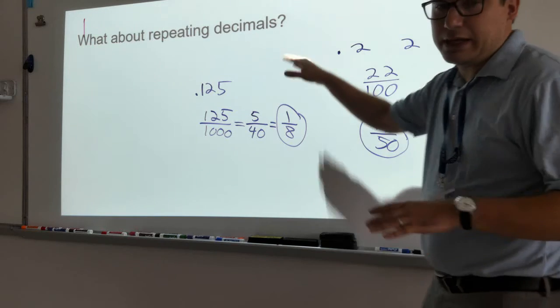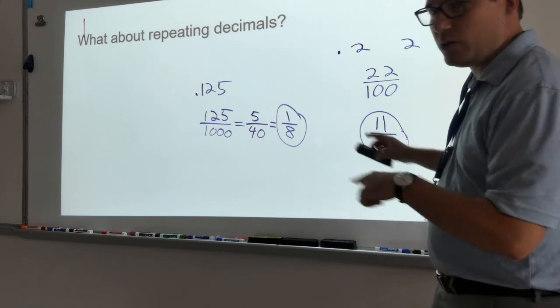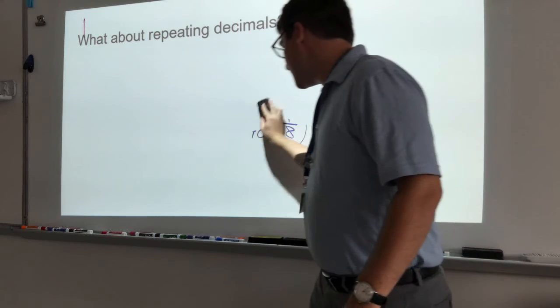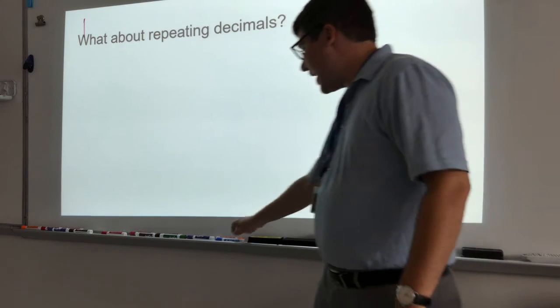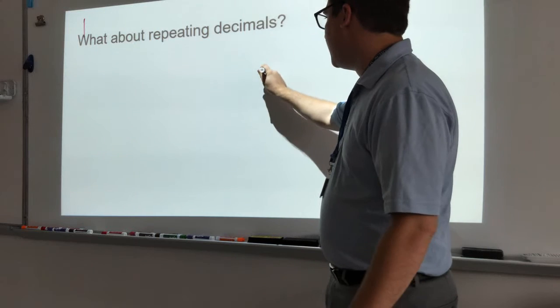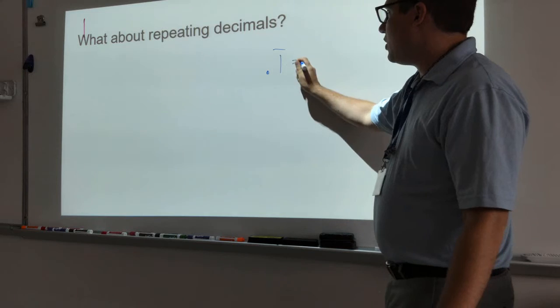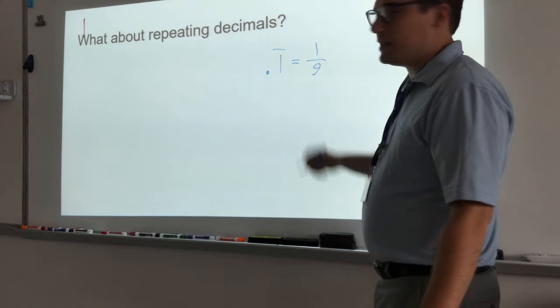But here's my next question. What about repeating decimals? Right? Here we dealt with terminating decimals. What about when we have repeating decimals? Say for instance we had 0.1 repeating. So 1, 1, 1, 1, 1, right? I can just write that as 1/9.